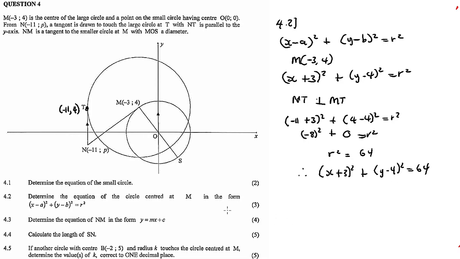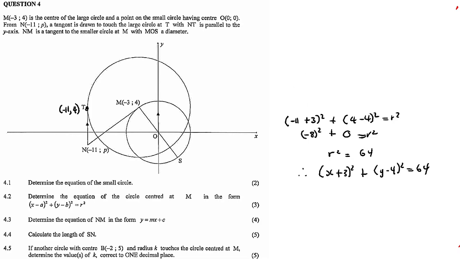Moving on to 4.3, we want to determine the equation of NM in the form y equals mx plus c.